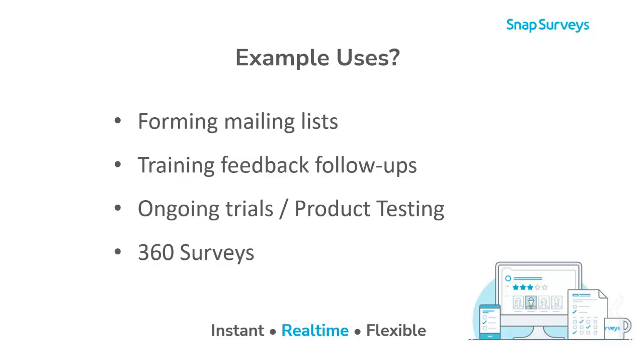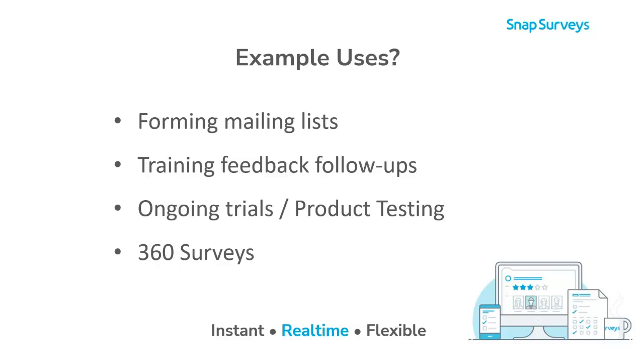Ongoing trials and product testing. So a combination of the two previous examples, really. Someone would initially sign up for a product trial via a form. Their details would get added to an initial questionnaire to do some reviews. Once that initial questionnaire is submitted, their details are then automatically added to the mailing list for the next wave of testing, which perhaps might take place a few weeks later. Again, in this example, it's quite likely that the respondent data would also be connected to those follow-on questionnaires.